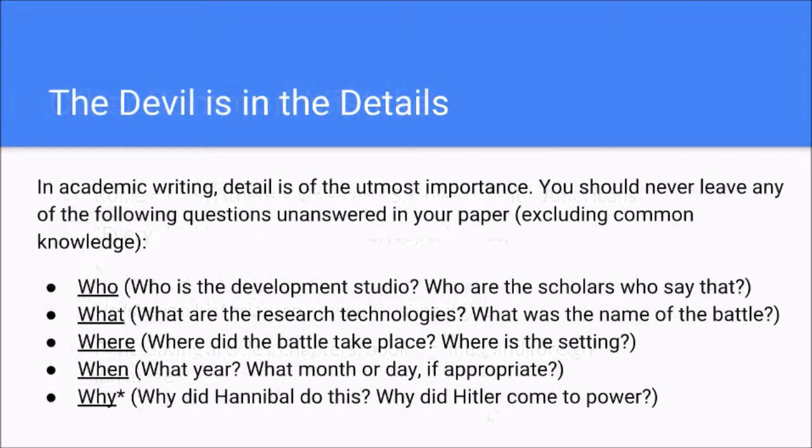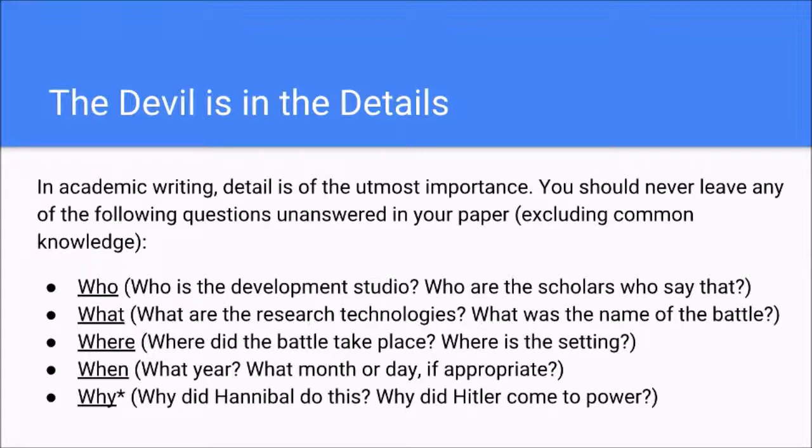As we have already hinted at, one of the most detrimental mistakes that most students make when it comes to papers and argumentation is not being specific enough with their details. At no point in your paper should you leave any of the who, what, where, when, or why questions unanswered.